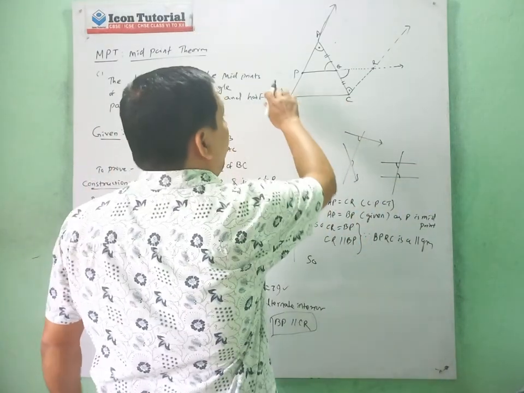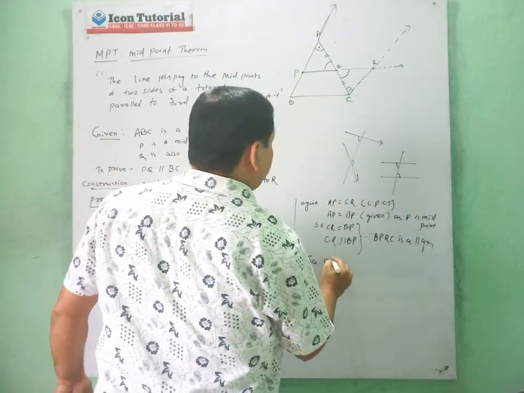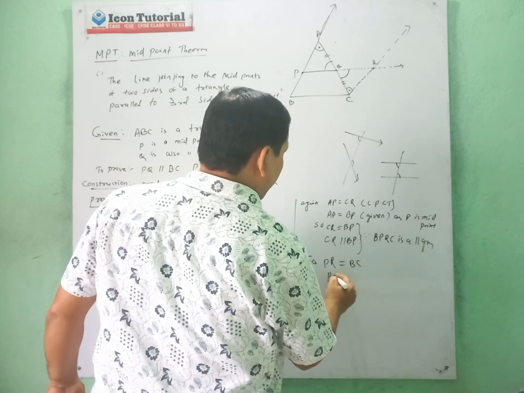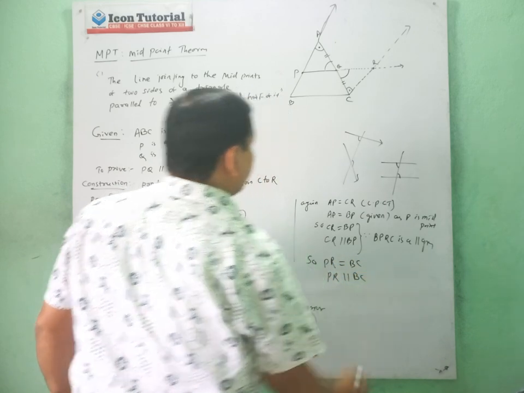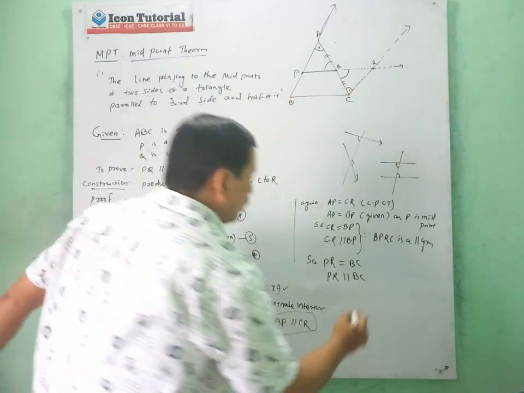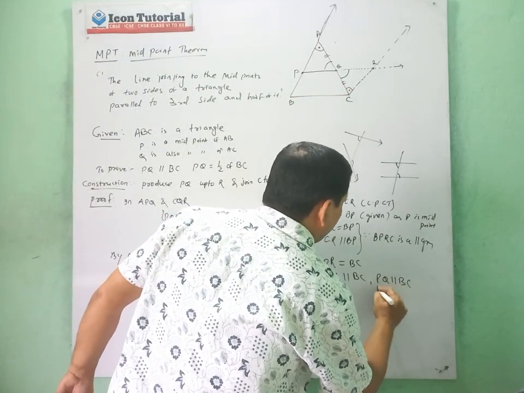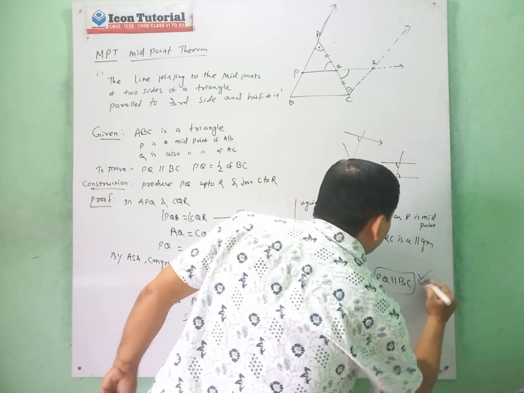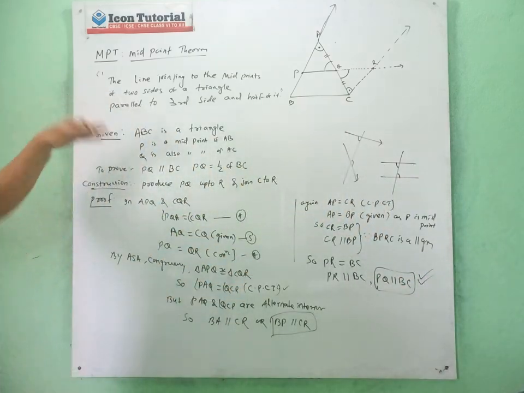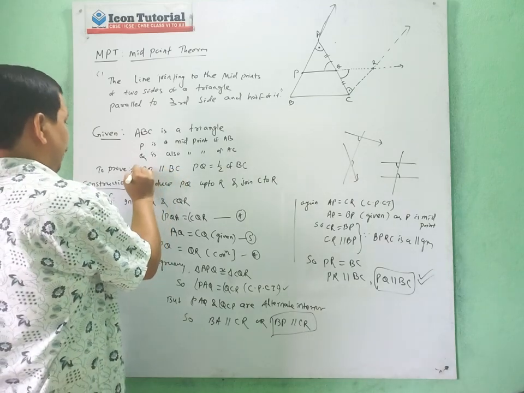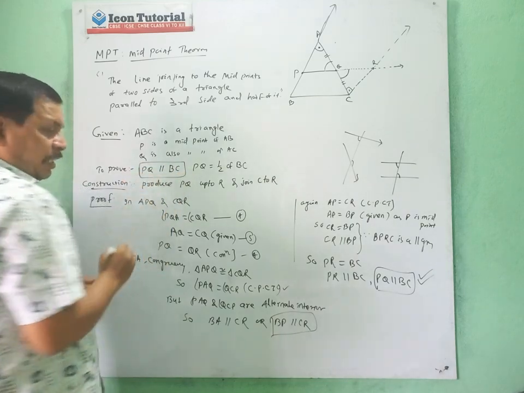So PR is equal to BC and PR is parallel to BC. But PR parallel means PQ is also parallel to BC. That part we need to prove. What is to prove? PQ parallel to BC. Yes, PQ parallel to BC.